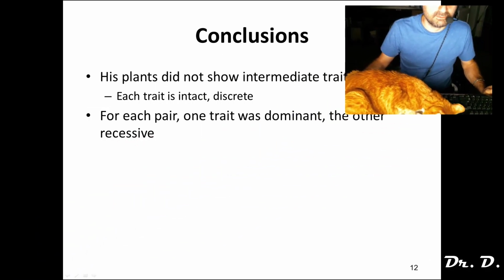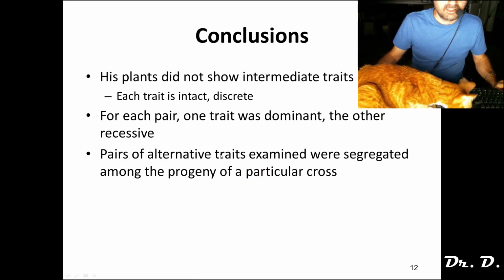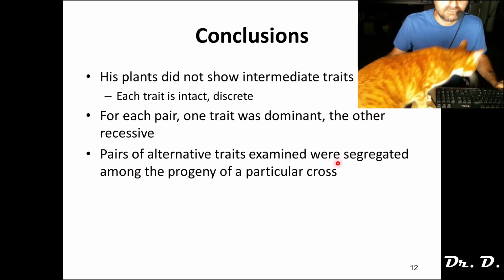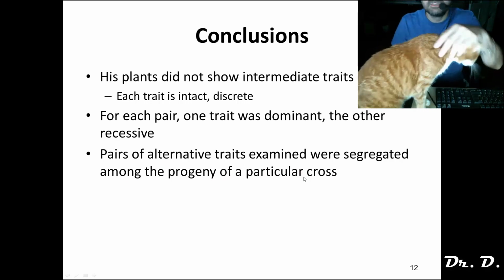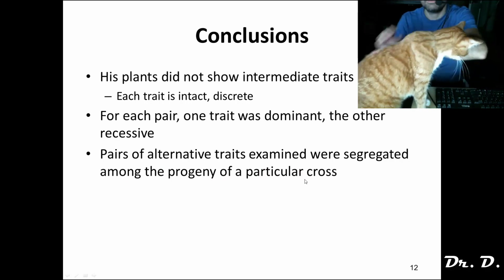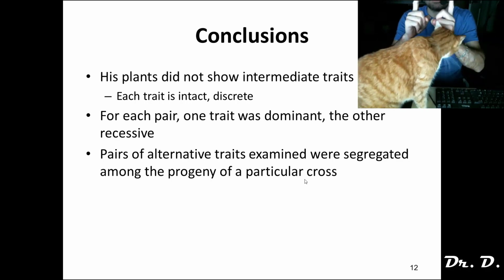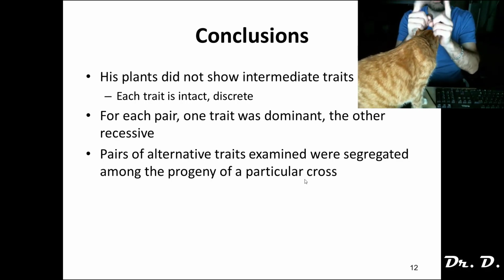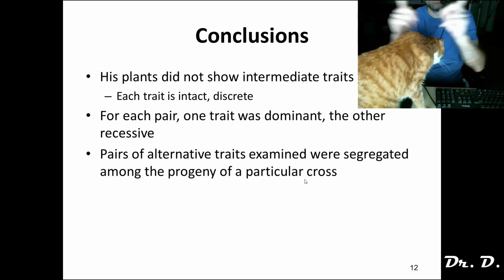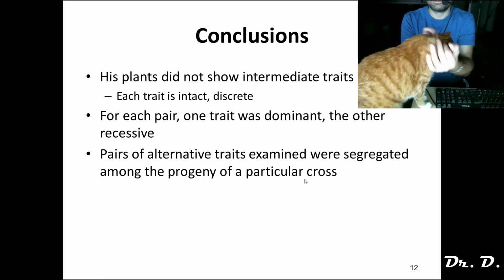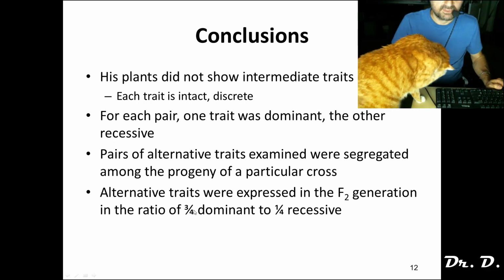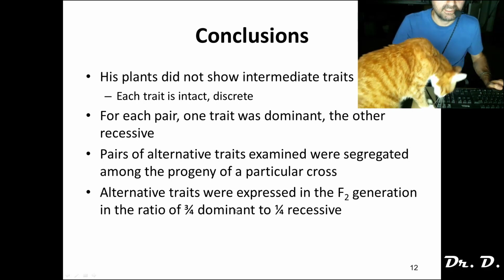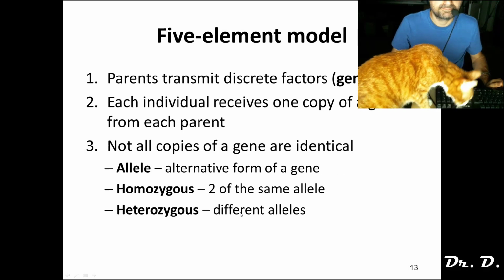For each pair, one trait was dominant, so purple was dominant in that example, and the other was recessive. White was recessive. For alternative traits examined, pairs of alternative traits were segregated among the progeny in a particular cross. So what does that mean? Every creature has two versions of every trait. So purple and white, they separate into the progeny, into the sperm and the egg. And remember, there was a 3:1 ratio of purple to white.